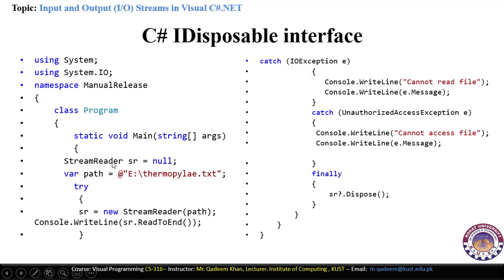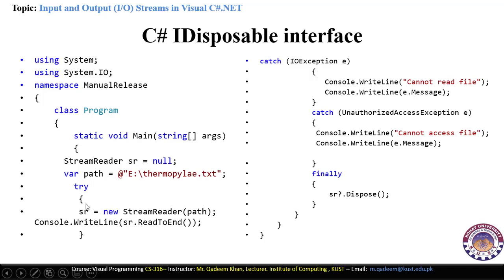Next we have the StreamReader class. StreamReader sr is equal to null. That means it will read a stream and store that in sr, which is initially null. Then we have var path is equal to @"e:\thermoply.txt". So here this is the file, and that file with the path is assigned to the var variable path, and its data type will be string. Next we have the try catch statement.